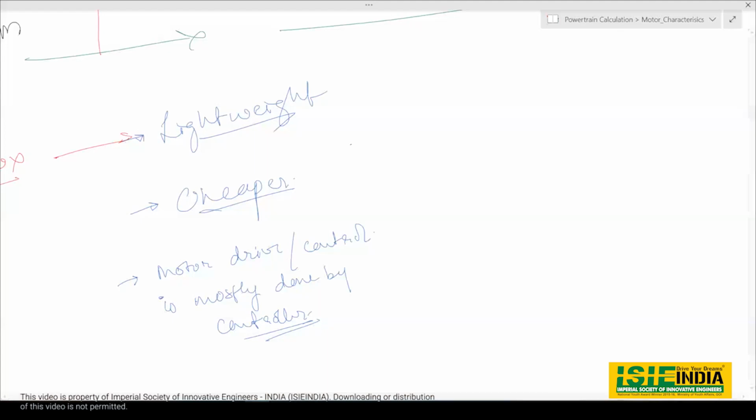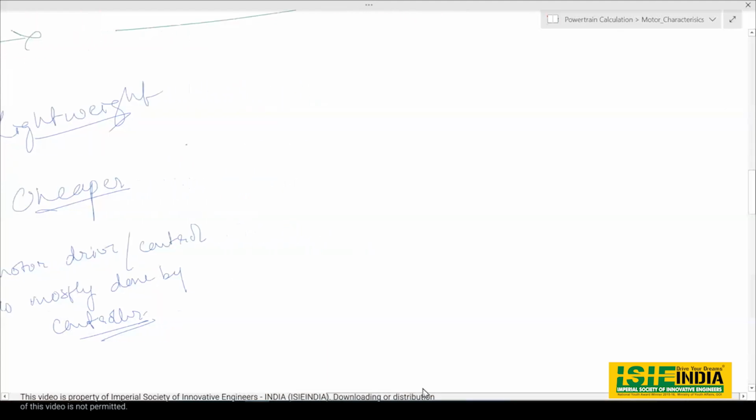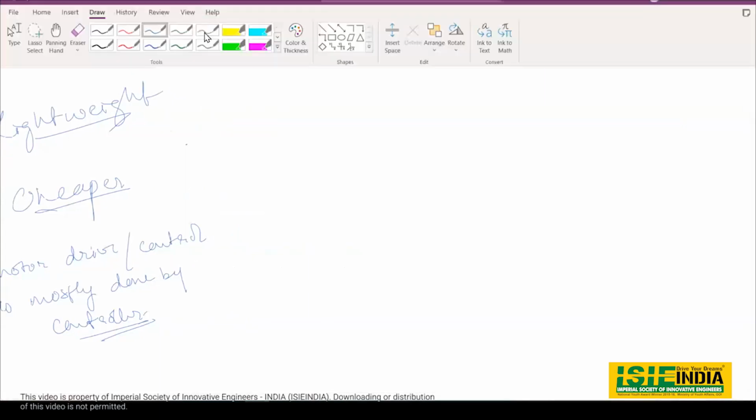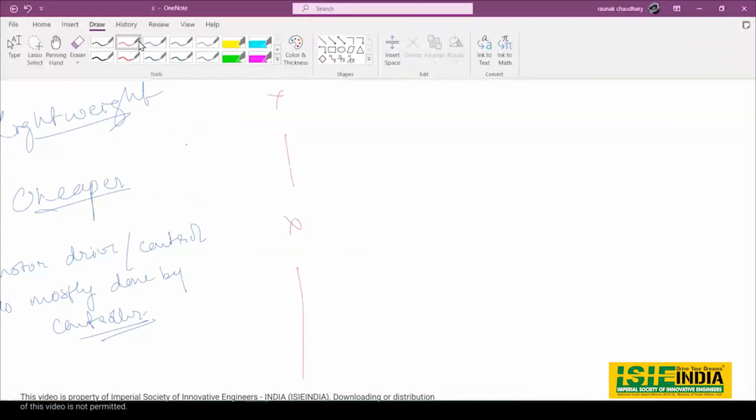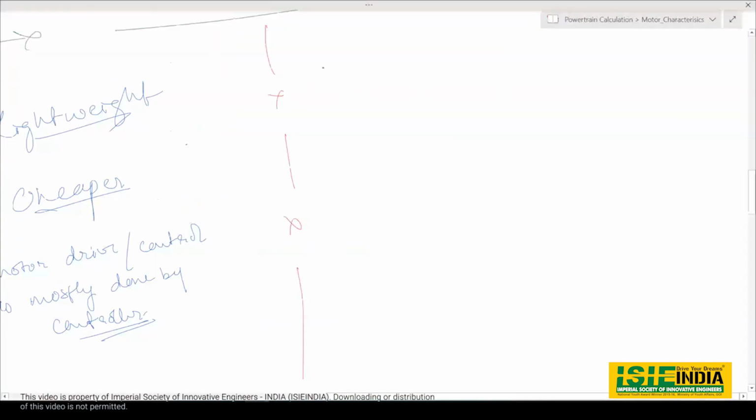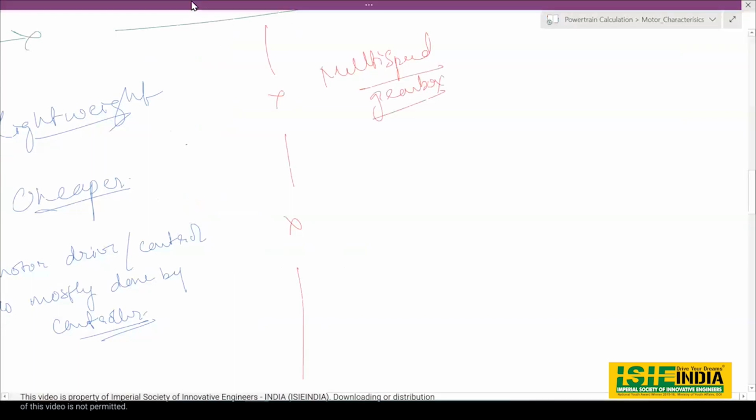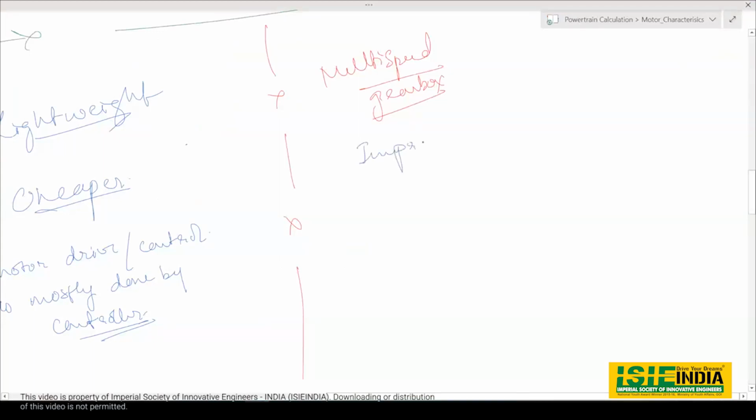Okay, but then why do Porsche and Formula E, these teams, use multi-speed gearbox? See, the major advantage of multi-speed gearbox is improvement in the range of the vehicle. Okay, so we saw about that example, right?